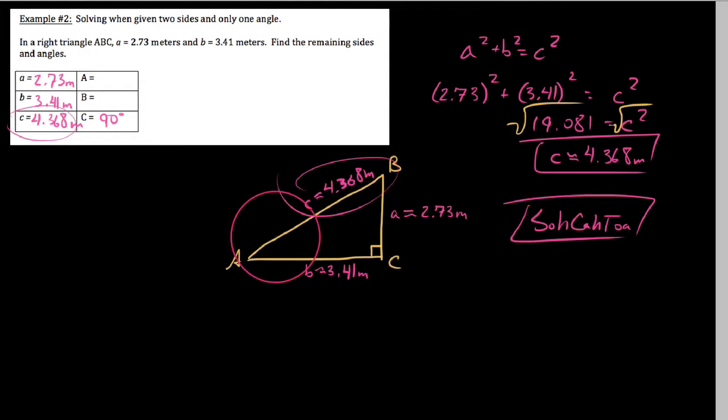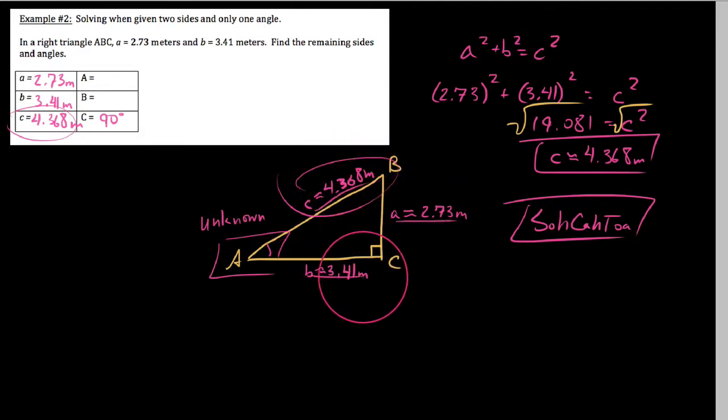SOHCAHTOA-wise, let's say I want to find angle A. We're going to take this angle A, which is unknown, and relate it to a couple of knowns. And it looks like we have a few knowns on our triangle. We know this, we know this, and we know this. So how could I relate angle A to this side opposite and this side adjacent? Going back to SOHCAHTOA, we could use tangent. Tangent is opposite over adjacent.